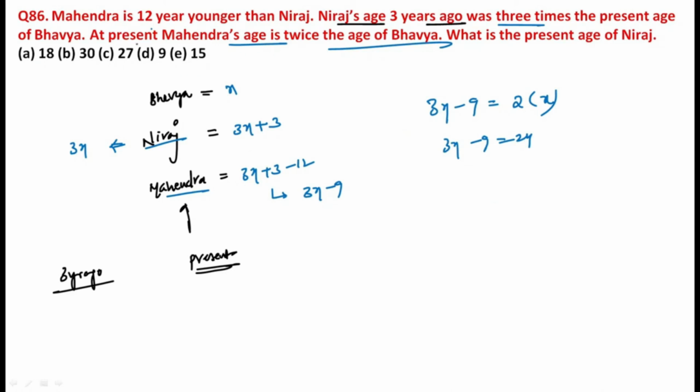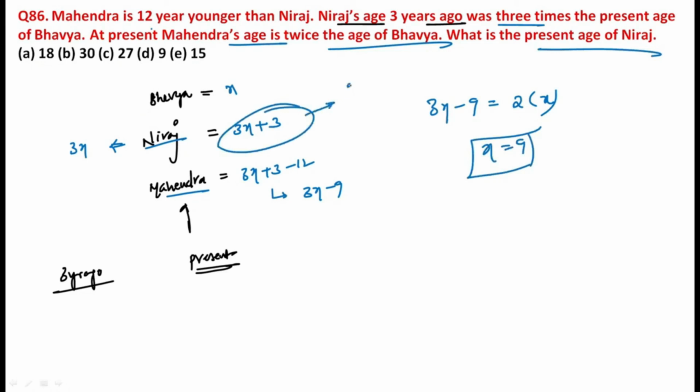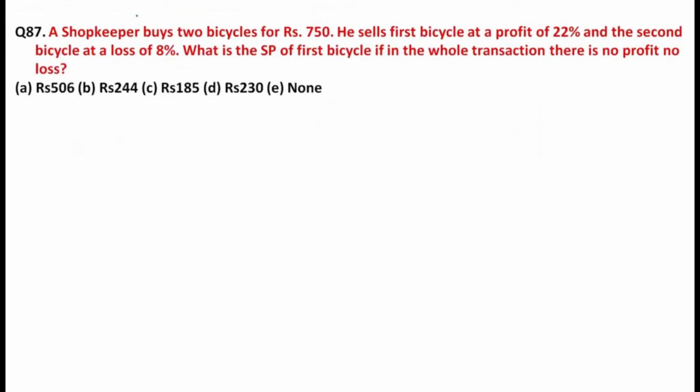So at present, Mahindra's age is twice Bhavya's age. We have 3x plus 3, and Mahindra is 12 years younger than Neeraj, so 3x plus 3 minus 12, that is 3x minus 9, is equal to 2x. Done. Now you can get x. The question: what is the present age of Neeraj? Substitute the value here: 9 threes are 27, plus 3 is equal. Comparisons are most important. Next one.